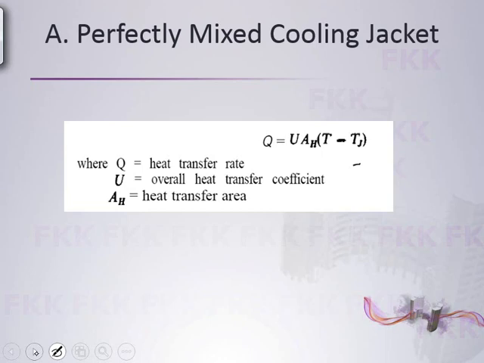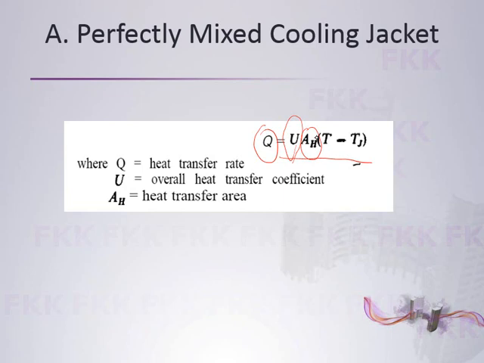Now, for perfectly mixed cooling jacket, we know that the heat transfer, the Q, is very easy to calculate by using this simple equation, because you are considering the overall heat transfer coefficient for the heat transfer. If you want to be complicated, then you can actually consider the heat of conduction, the heat of convection, and so on and so forth. Then we have our AH there. AH is a heat transfer area. Then we have the change of temperature between the hot and the cold.